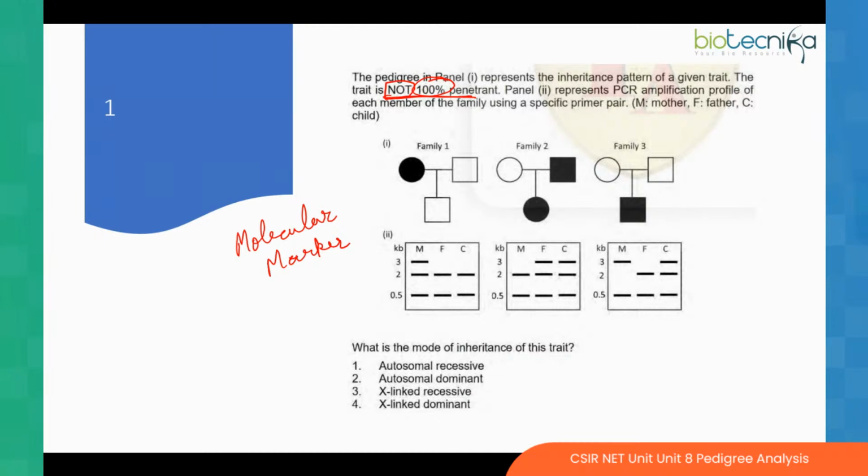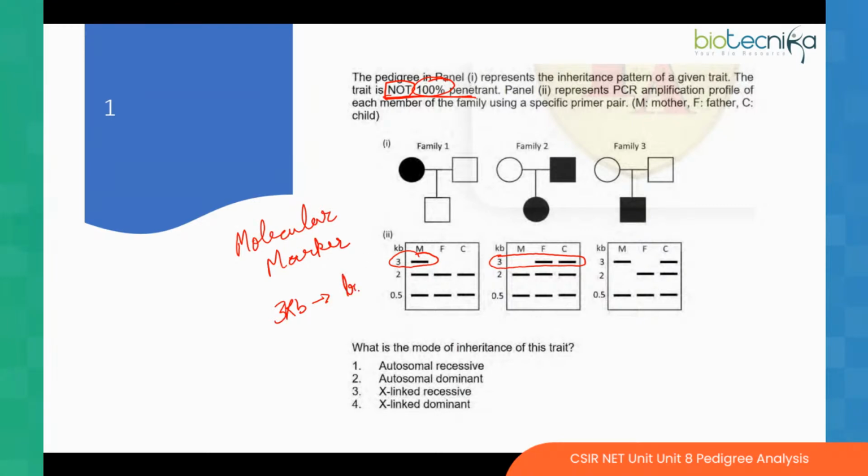So when we have a look at the markers here, what we see is that in family 1 the mother is affected. The mother has a particular pattern with 3, 2 and 0.5 kb bands. In family 1, the father and son are not affected, so both of them don't have this 3 kb band. Similarly in family 2, the father and daughter are affected, and both have this 3 kb band. So from these two analyses, you can associate this 3 kb band with the disease.